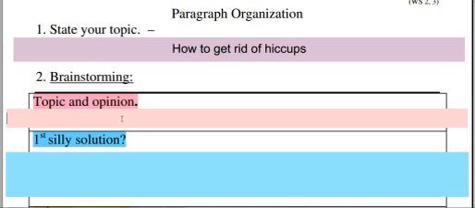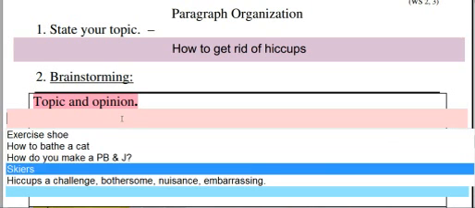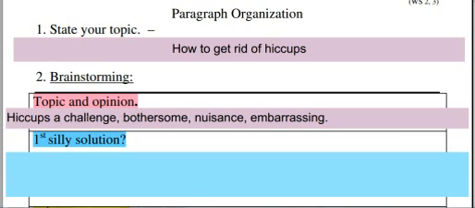Let's start off with the first one and say, hiccups: a challenge, bothersome, nuisance, embarrassing. You don't necessarily want to put all of this into your first sentence because you still need some of it to go into your conclusion, your last sentence. So only choose a couple of these whenever you put it into your outline.